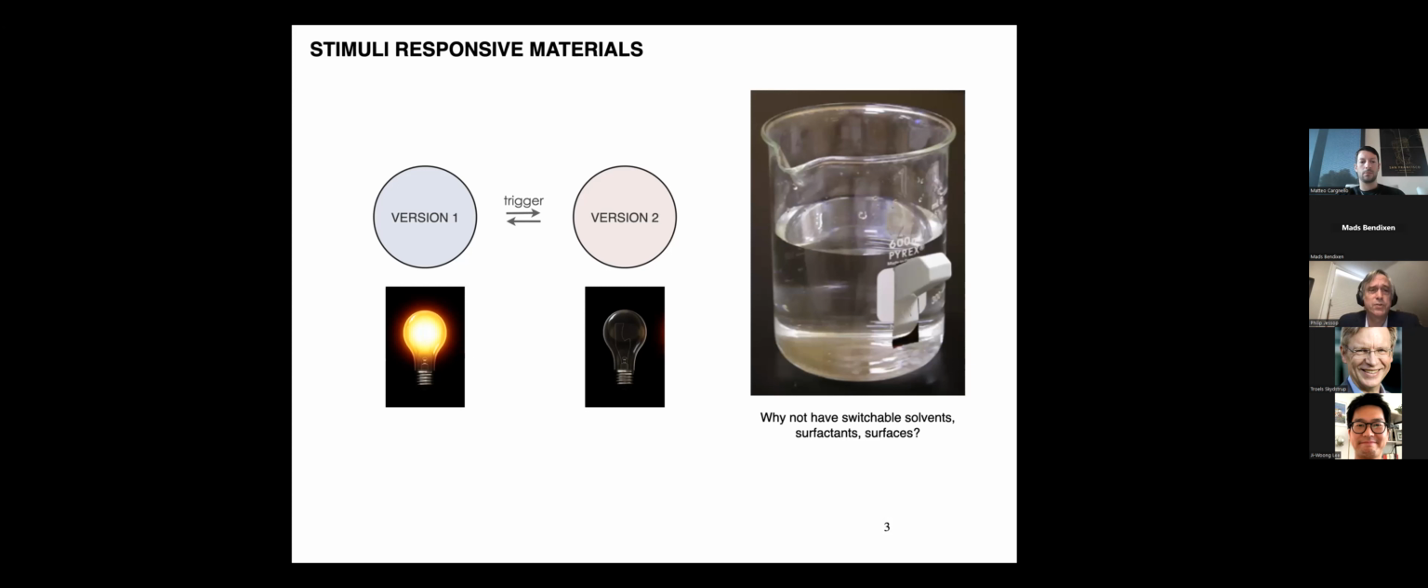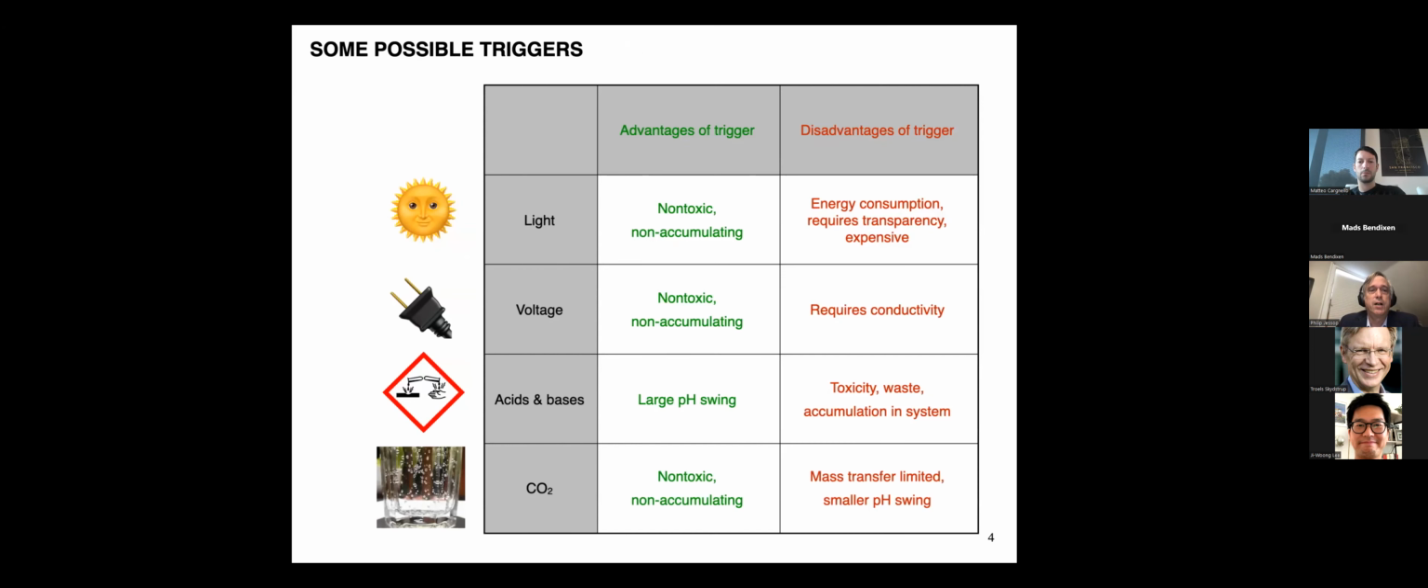Why can't we make all sorts of chemicals and materials change their properties upon demand? And why can't we use that to save energy? So there's lots of triggers. There's lots of literature on stimuli responsive materials out there.